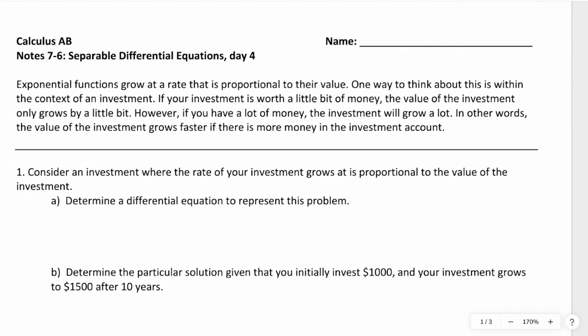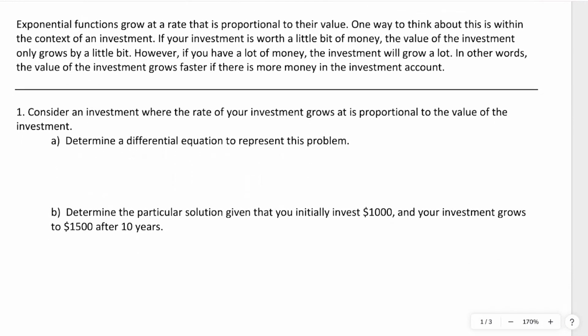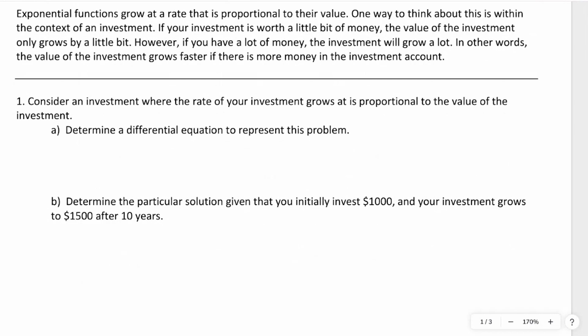So let's take a look at a word problem here that we could solve with that idea in mind. Number 1 says, consider an investment where the rate of your investment grows, the grammar's kind of messed up there, is proportional to the value of the investment. Part A, determine a differential equation to represent the problem.